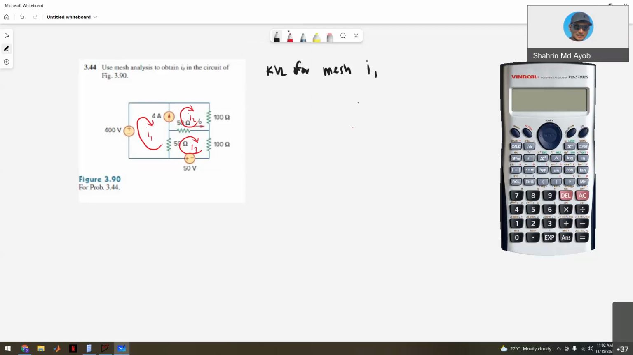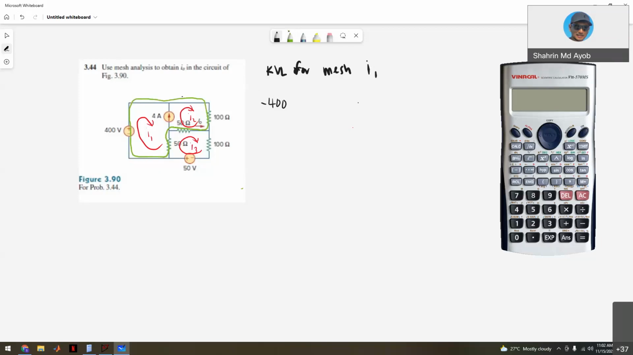From here you can see we have negative 400. But as you can see here, we have a current source in between the I1 and I2 mesh currents. So what you need to do is have what you call a supermesh. The supermesh is from here, including mesh number 2, because the current source is shared by I1 and I2. So this is your supermesh.